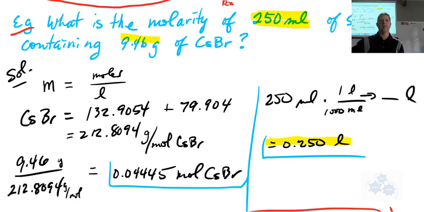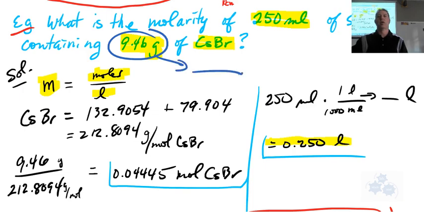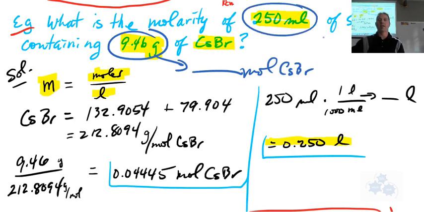The other thing we're given is a mass of CsBr. Now, for molarity, can I do grams divided by milliliters? No. Grams divided by liters? No. It has to be moles divided by liters. Has to be. Right here. Molarity is moles divided by liters. So that means we have to convert this to moles of CsBr, cesium bromide. We have to convert this to liters of solution. No problem. This is 0.250.